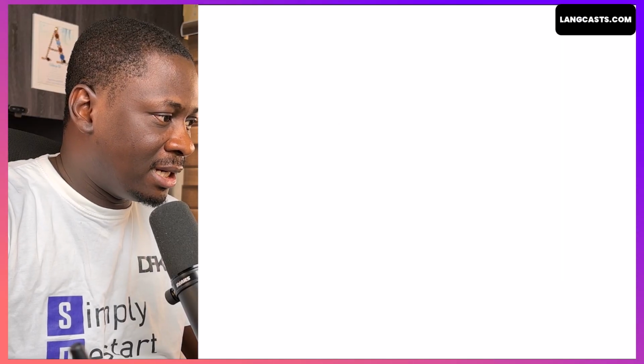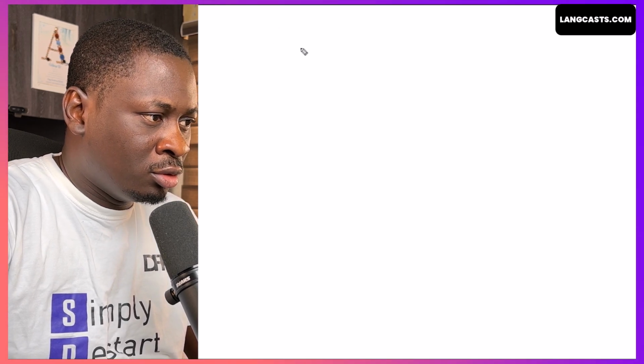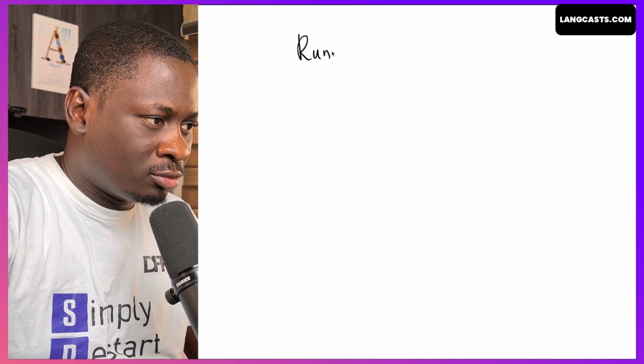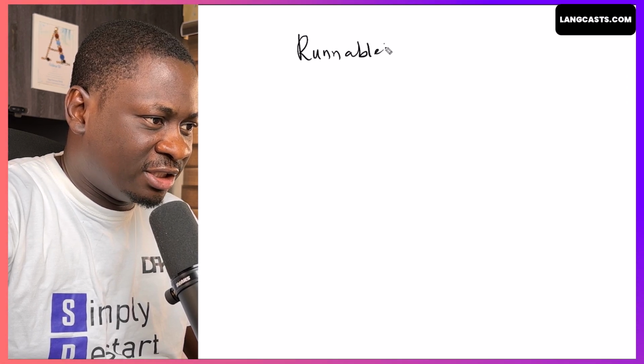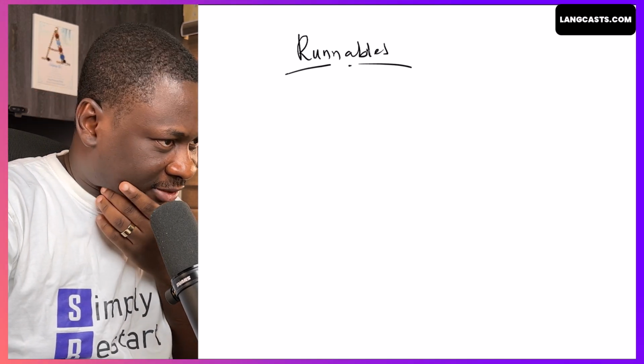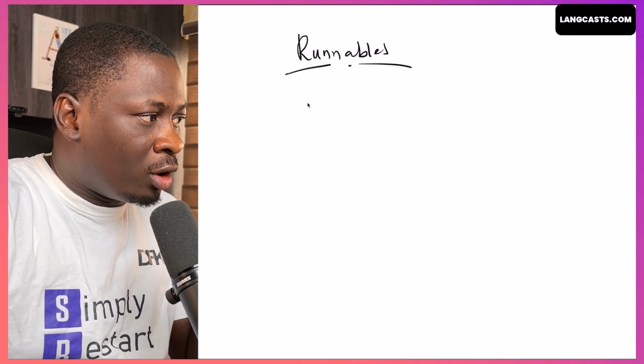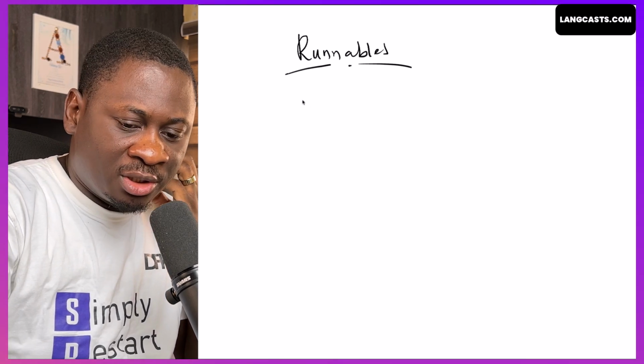So let me get my pen and let us start doing some whiteboard stuff. So, runnables in LangChain. That's what we're going to be discussing. Now, what are runnables in LangChain? Runnables are basically units of work in LangChain. Yeah, a runnable is a unit of work in LangChain.